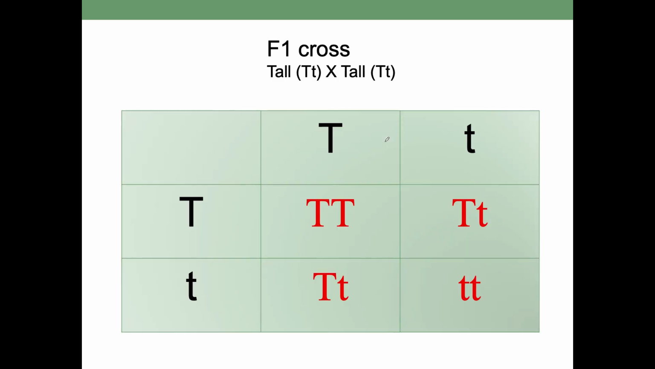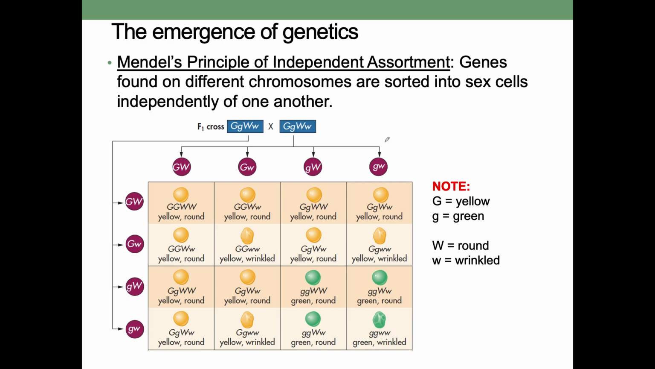So in this case, this is looking at one trait with two alleles. This is looking at two traits with four alleles. So in this case, the traits are the seed color, right? Like one trait is what seed color the plant has. Is it yellow or green? And the other trait is whether the seed is round or wrinkled. So two traits with four different alleles, right?